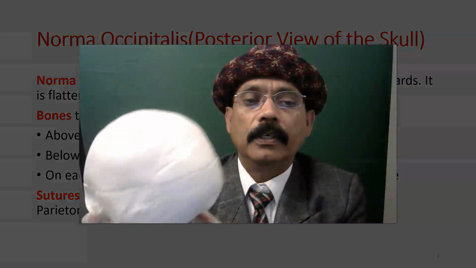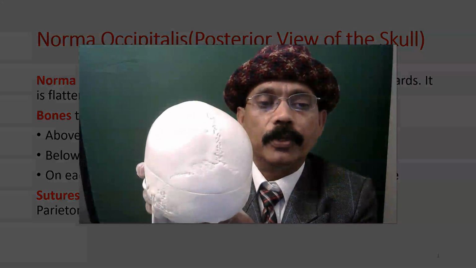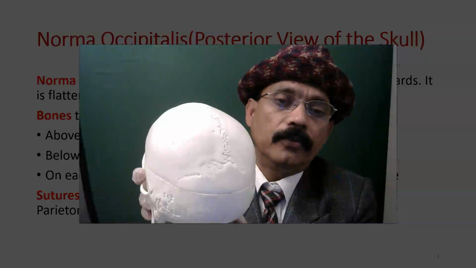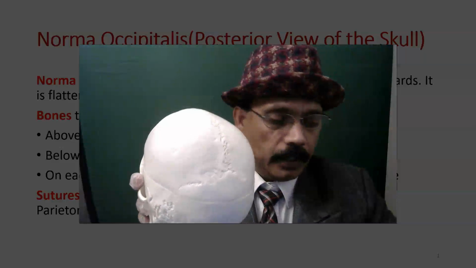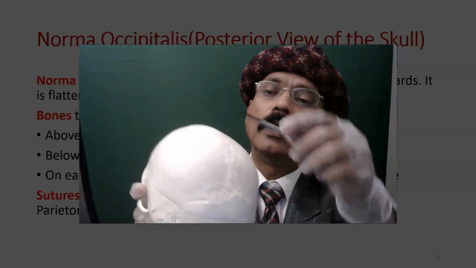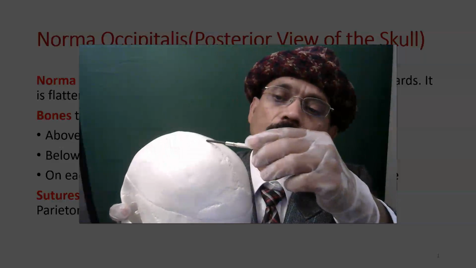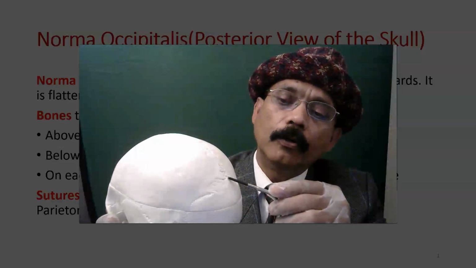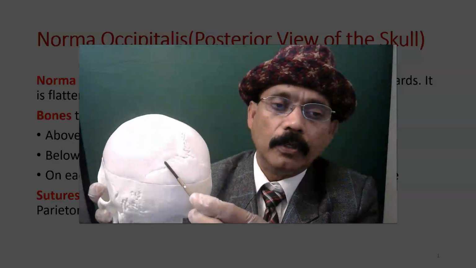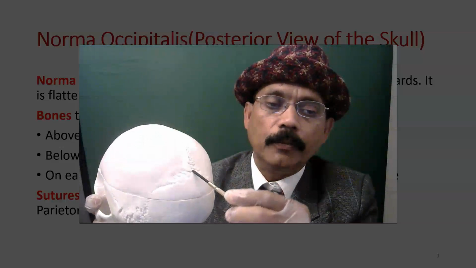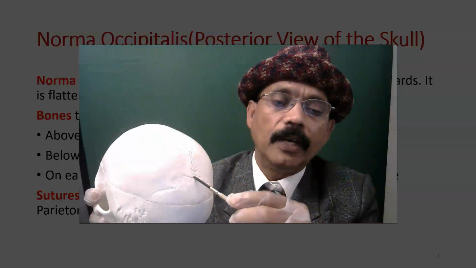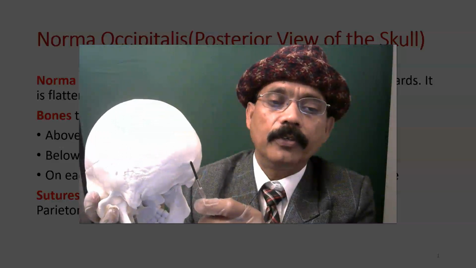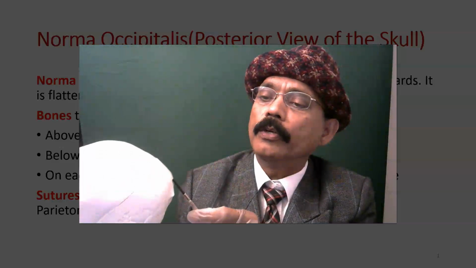Let me enlarge it here. This is the posterior aspect of the skull, the Norma Occipitalis. Here is one parietal bone, and another parietal bone. This is the sagittal suture, and along with it we have the lambdoid suture. This is the lambda, and this is the external occipital protuberance, and from there we have the superior nuchal line.